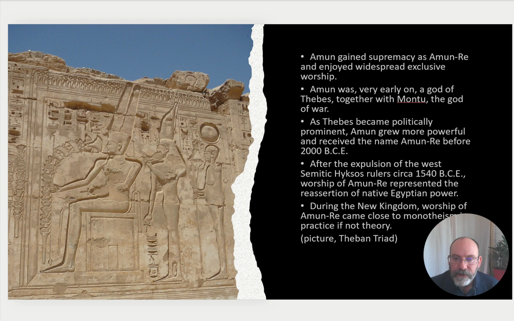So after the expulsion of the West Semitic Hyksos rulers around 1500, maybe. We won't go too deep into that right now. But the worship of Amun-Ra represented the reassurance of native Egyptian power. So during the New Kingdom, worship of Amun-Ra came close to monotheistic practice, if not in theory.